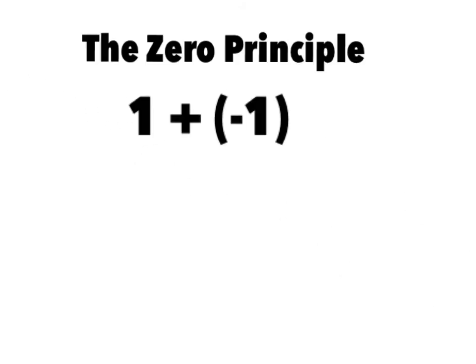If you want to add integers, the most important thing that you've got to keep in mind is what we call the zero principle. Zero principle basically means that if I have a positive number, like 1, and I have its exact opposite, the negative number of the same value, so negative 1, those two numbers will always equal 0.